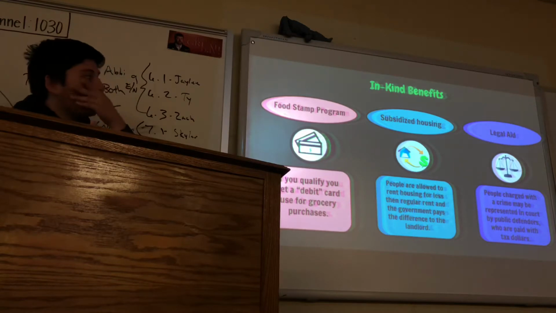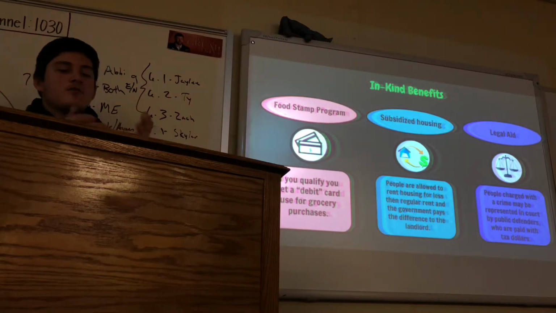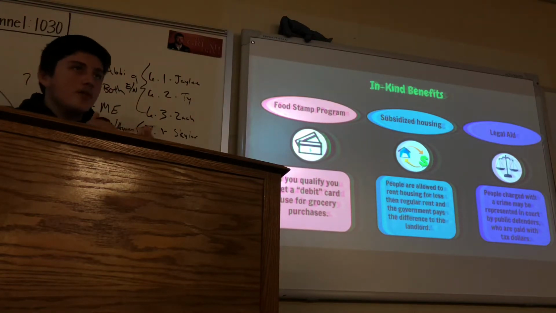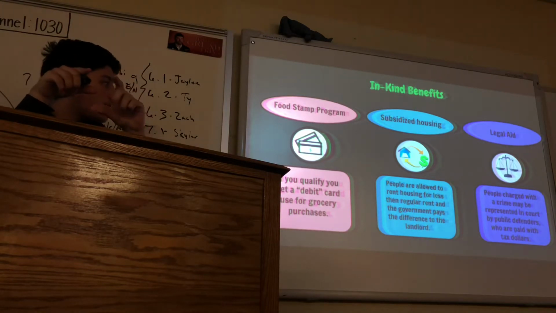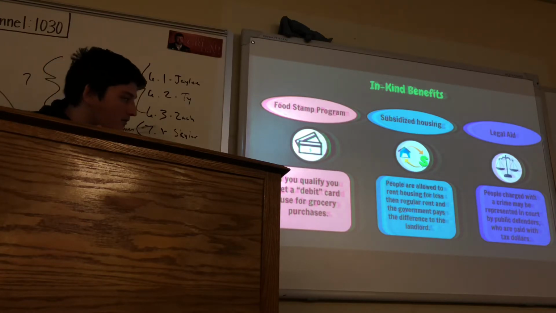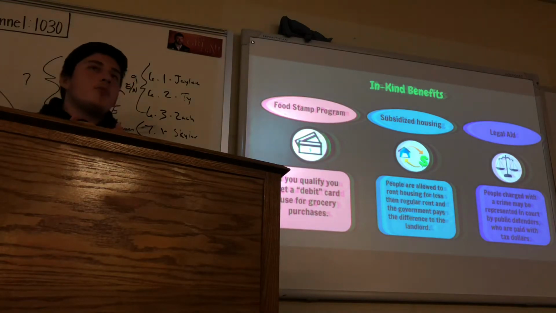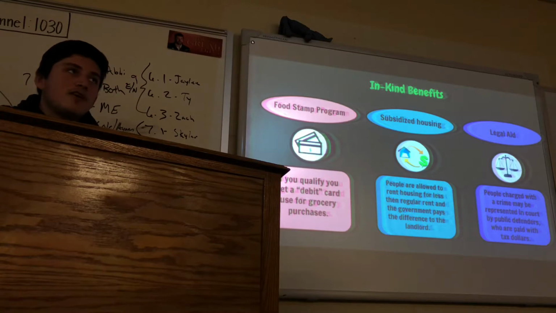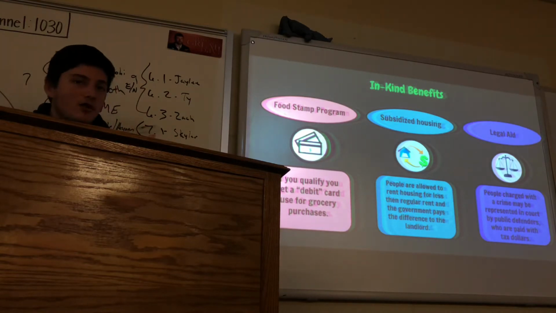In-kind benefits are sometimes free or a discount for the people in need. An example is the food stamp program. It's a little card with a magnetic strip across it, kind of like a debit card they use in grocery stores for purchases. With subsidized housing, people are allowed to rent houses for less than regular rent, and the government pays the difference to the landlord. For example, an apartment in Omaha costs, let's say, $600 a month for rent. You can't afford that. Let's say you can only afford $550, and so the government would pay the difference, $50, to the landlord.